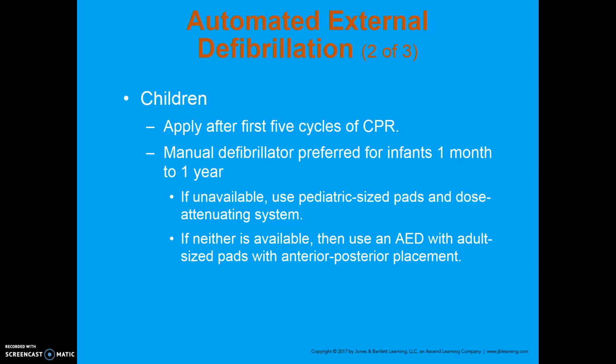For children 1 month to 1 year of age, a manual defibrillator is preferred. If this is not available, use pediatric-sized pads with a dose attenuator. It's this little box that's clipped onto the wiring. If neither is available, then use an AED with adult-sized pads with the anterior posterior placement. You want to make sure that those pads aren't touching each other. So putting one on the front and one on the back of the child is going to be necessary.